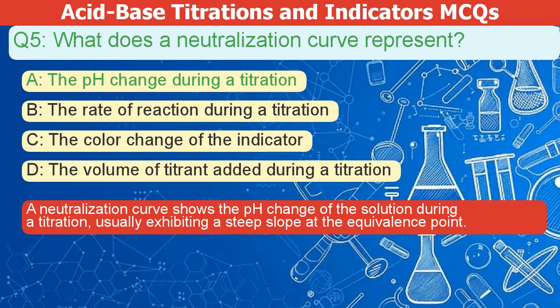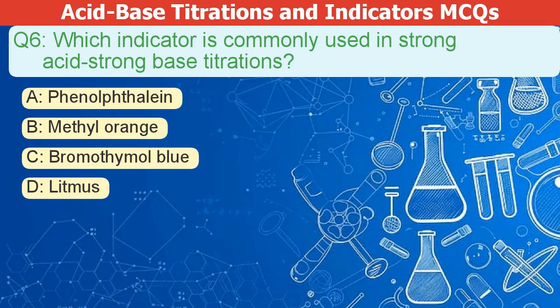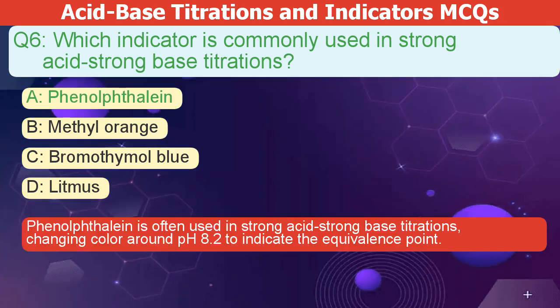A neutralization curve shows the pH change of the solution during a titration, usually exhibiting a steep slope at the equivalence point. Which indicator is commonly used in strong acid-strong base titrations? A. Phenolphthalein. B. Methyl orange. C. Bromothymol blue. D. Litmus. The correct answer is A.